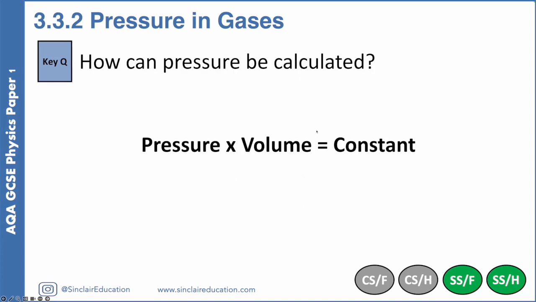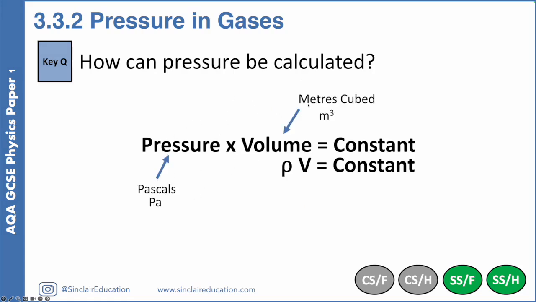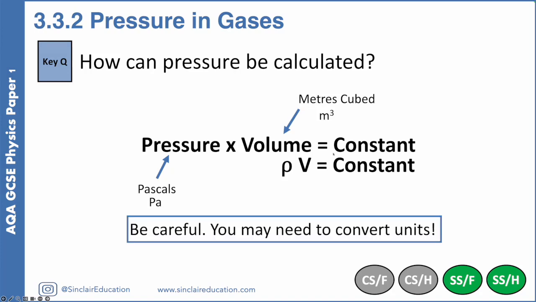This does mean there's an equation for it. So pressure times volume will equal a constant. Pressure is measured in pascals, while volume will be measured in meters cubed. Constant doesn't have any units.